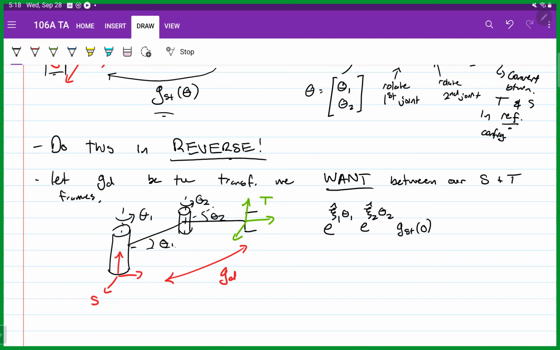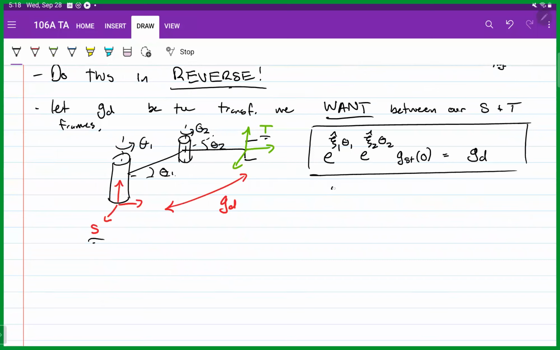We know that this is always the formula for our transformation between our spatial frame and our tool frame for any angle out there. And we're going to set this equal to this new desired transformation that we want to get back out from the system. All right. So this is our equation that we want to solve in the inverse kinematics problem. So inverse kinematics. All right. So what we're going to do now is we're going to solve this equation.